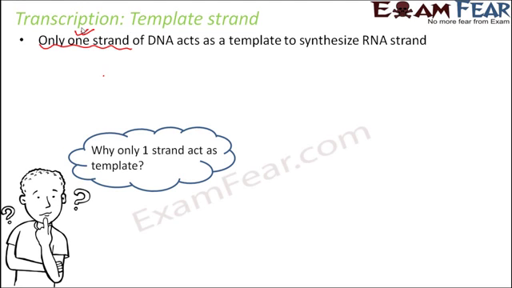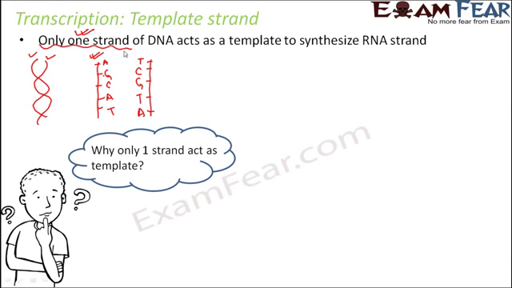Another reason is that if both strands act as template, then two different RNA strands will be produced. For example, let us suppose this is your DNA. If both the strands of DNA act as a template, let us suppose this is the first strand with a sequence like A, G, C, A, T. And this is the other strand of DNA, where you have T, C, G, T, A.